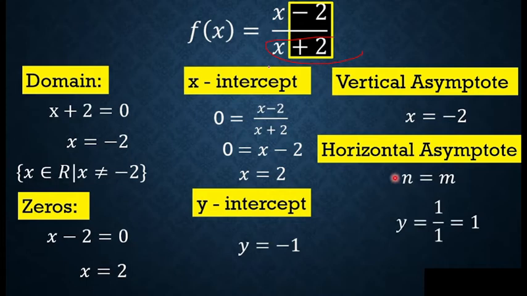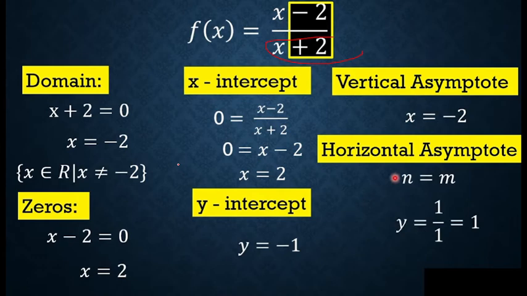Okay, I'm back. So, this is our domain: x is an element of the real numbers such that x is not equal to negative 2. When x becomes negative 2, it becomes undefined. So the function has a restriction.